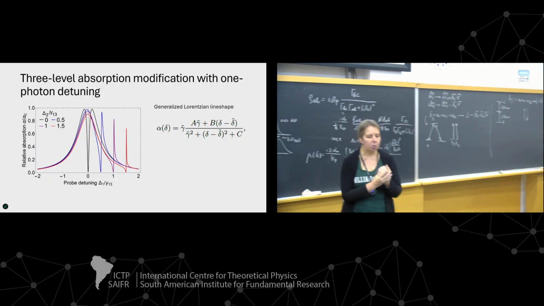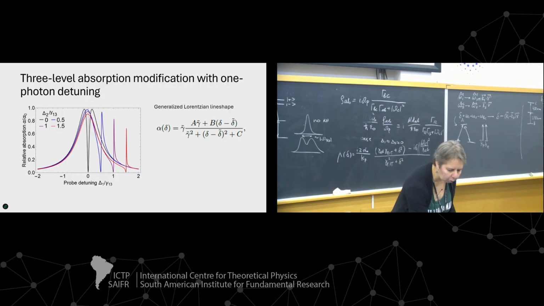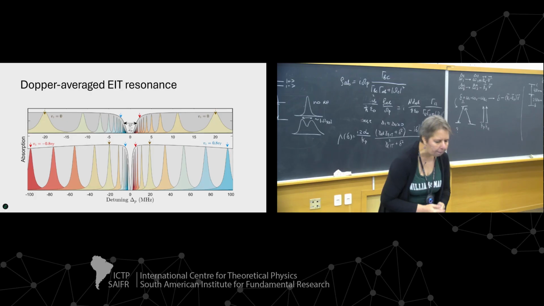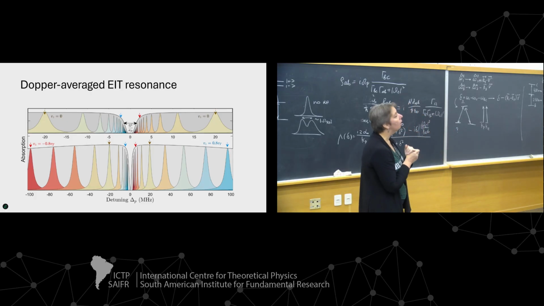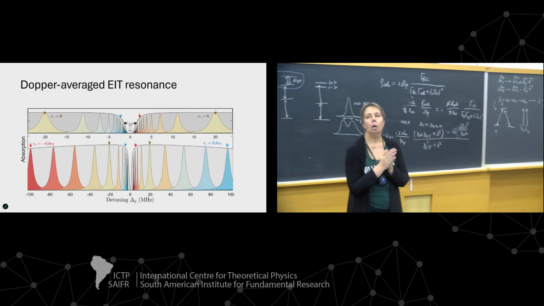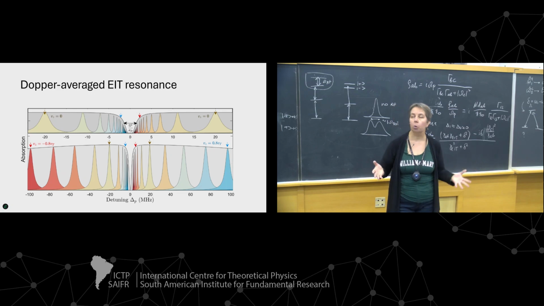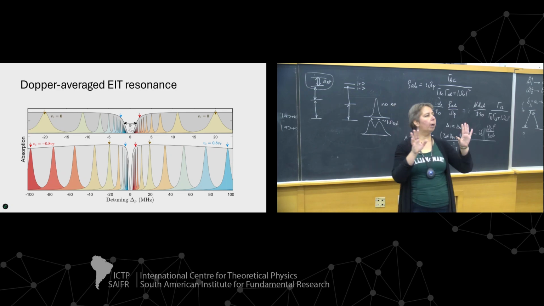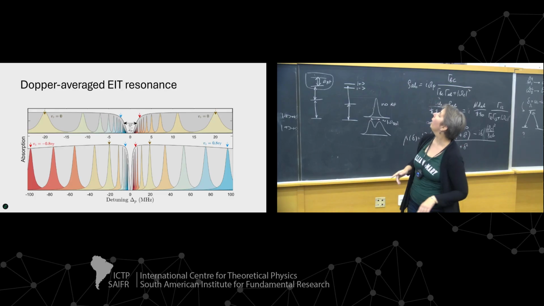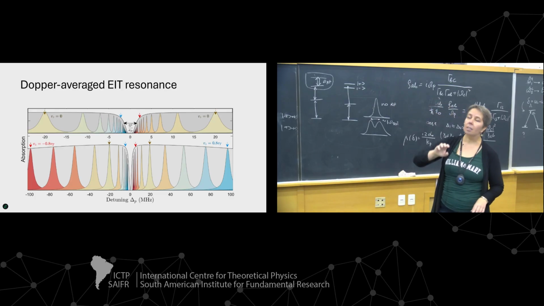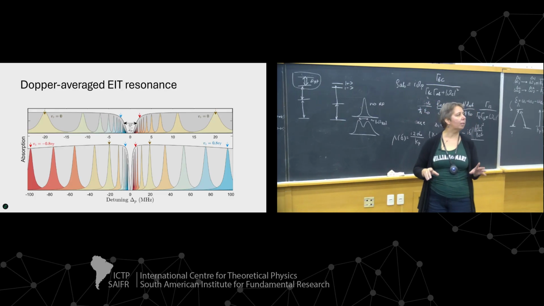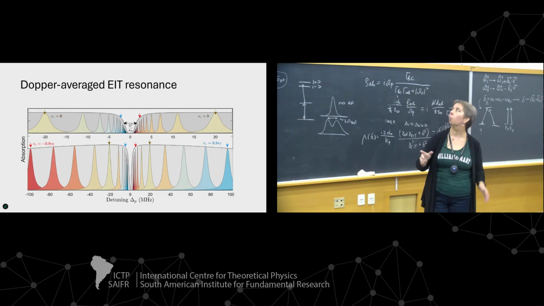Now, one of the things you may ask yourself, I'm sure you don't right now, but you may, is what happens to EIT when we have the Doppler-broadened ensemble? Because remember, we talked about how the shape of the absorption changes as you start to move away. So this is a really complicated way, but this is still the best way I know to explain what happens.